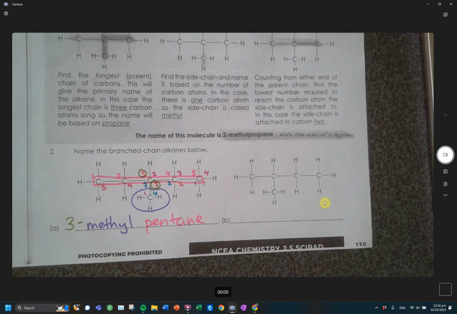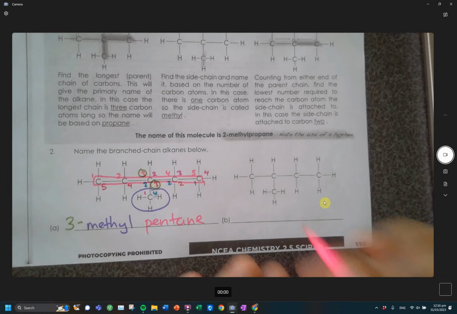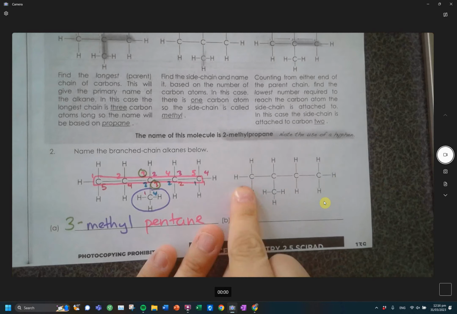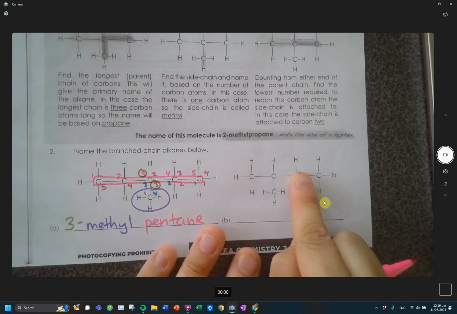We good? All right, I'll do some examples and then you can see different varieties of them. All right, this one here, we'll start from left to right. 1, 2, 3, 4.